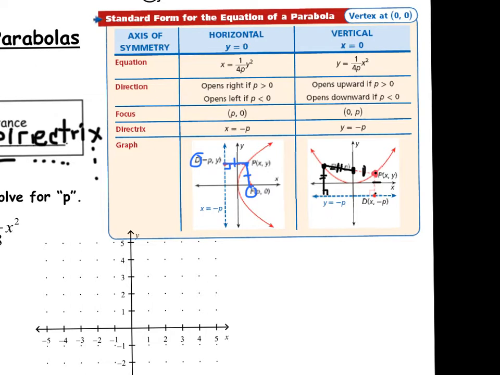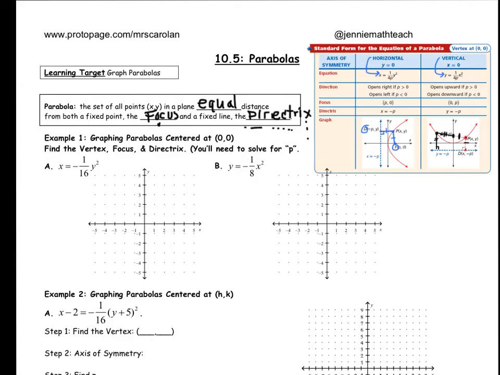The other thing I'll point out while we are zoomed in on this table is that the horizontal equations for parabolas start with x equals, and then the y is squared, and the vertical equations start off with y equals and the x is squared. So today when we're graphing these, you're going to need to identify a few things. The vertex, and then the focus and directrix, because we're going to make the parabola an equal distance away from both of those. So first, let's figure out the vertex and then which direction it's going to open.